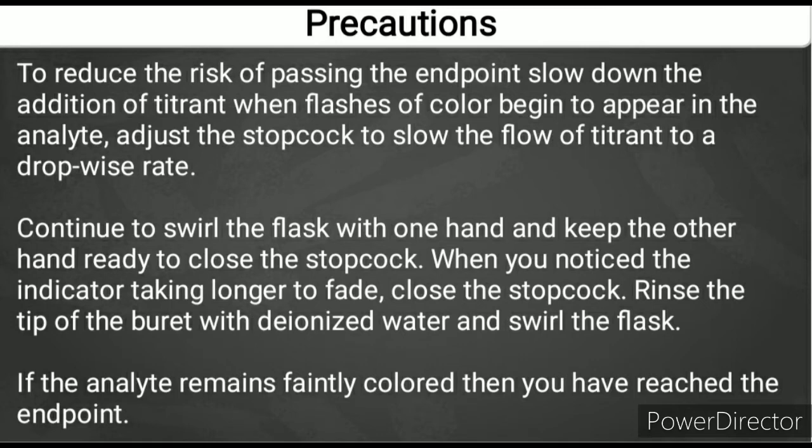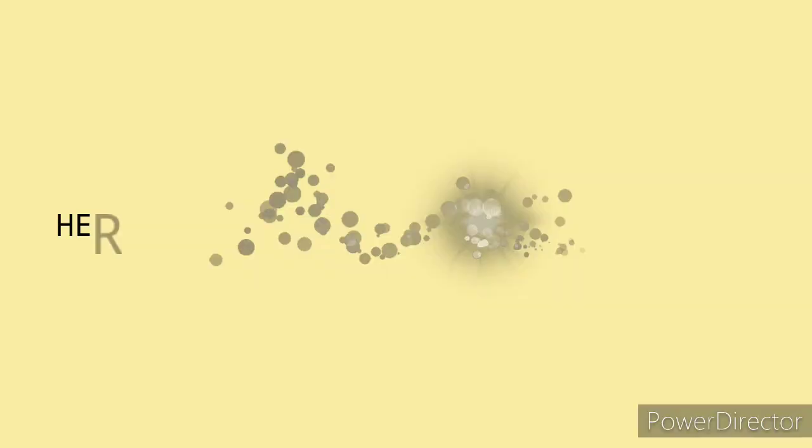Continue to swirl the flask with one hand and keep the other hand ready to close the stopcock. When you notice the indicator is taking longer to fade, close the stopcock, rinse the tip of the burette with deionized water and swirl the flask. If the analyte remains faintly colored, then you have reached the endpoint.